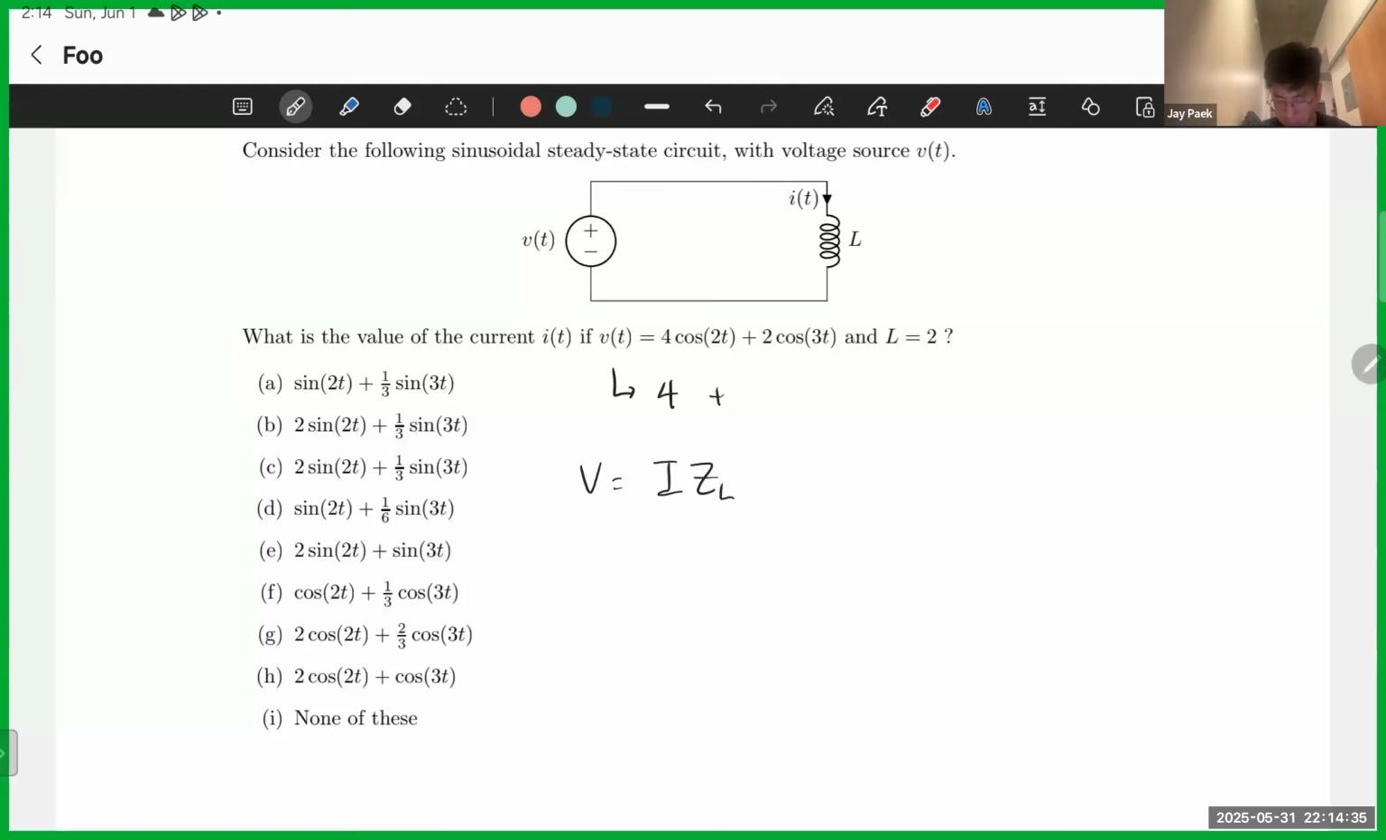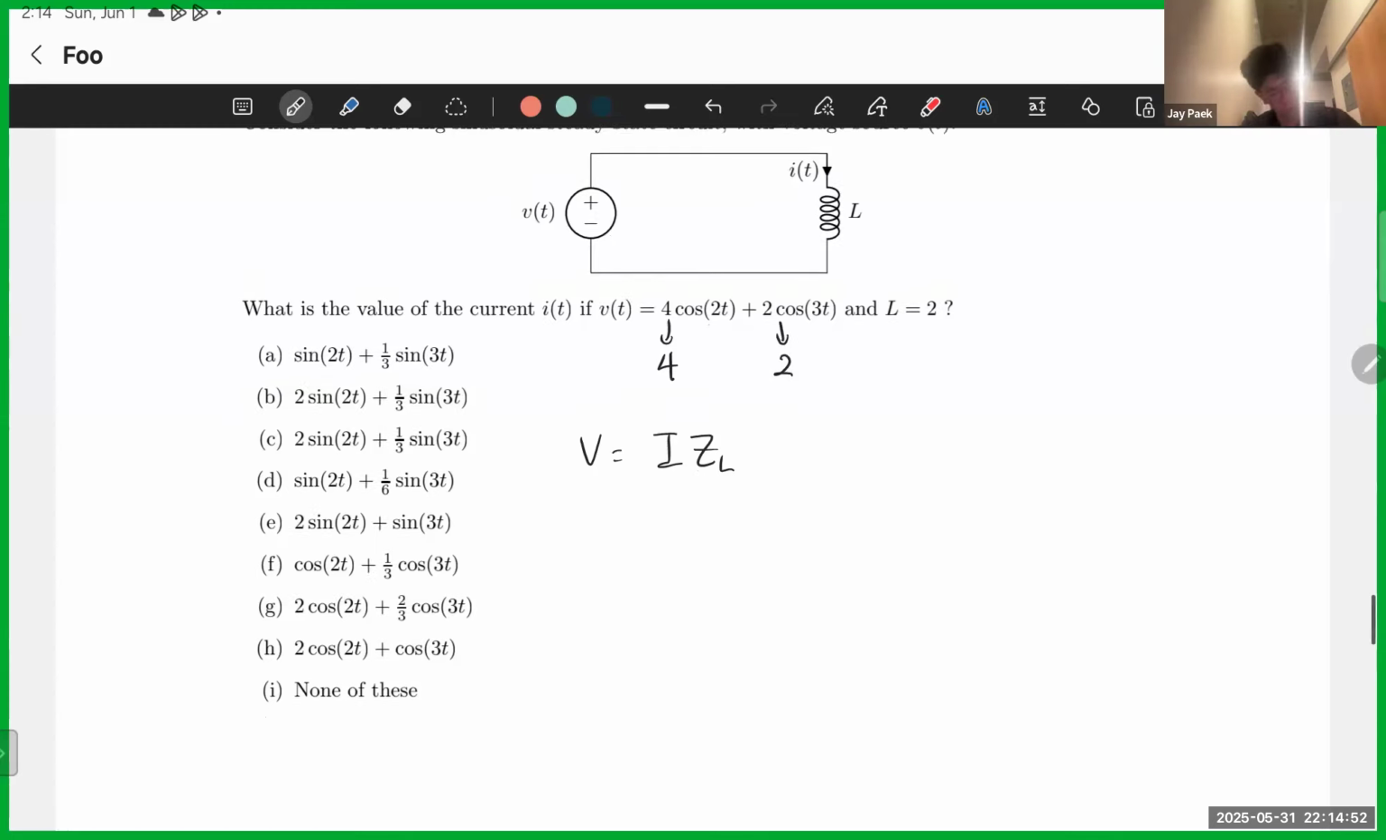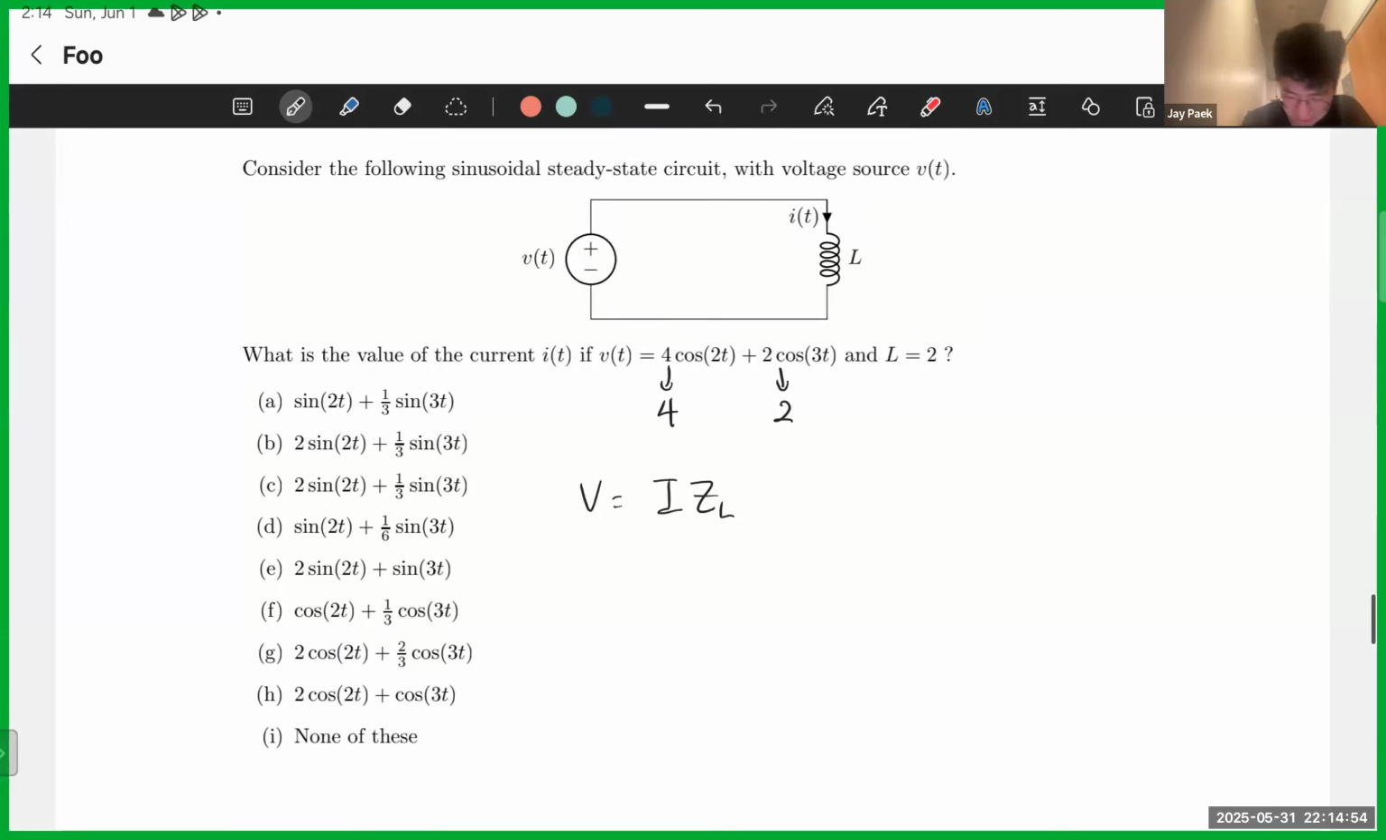Wait, what in the world? Hold on. E to the j0, yeah. Wait, am I? Yeah, e to the jt. Yeah, okay. So this would yield us a phasor form of 4, and this would yield us a phasor form of 2. Yeah, thank you. Sorry, it's been a while since I've done this, so a little rusty. So now we have to deal with both of these very independently.